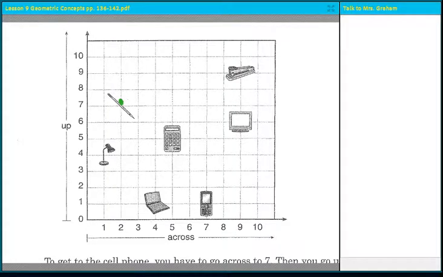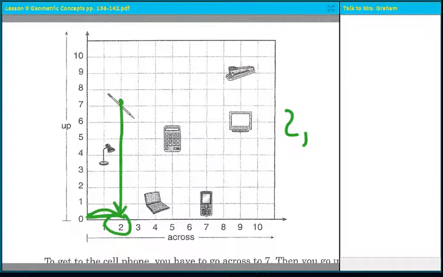Alright, remember we always start on the horizon, so we always start on the bottom. Horizontal, we always have to go from the bottom. So my first number is 2 because we always start on the bottom. And look, the pencil is on 2. It's on the second line. Okay? So we always start right there.